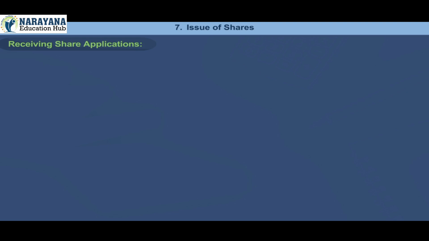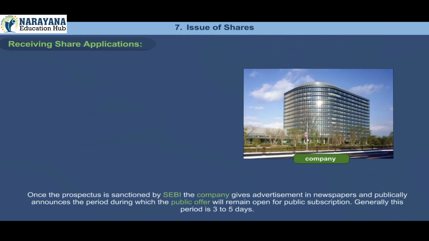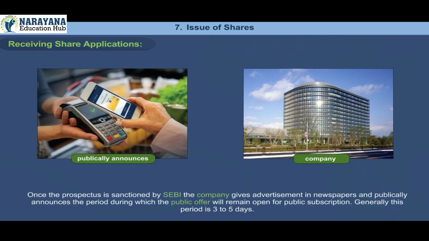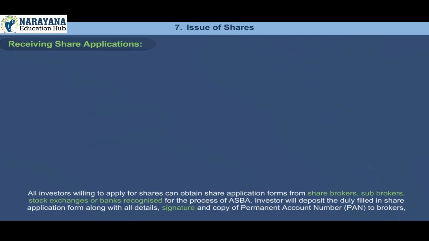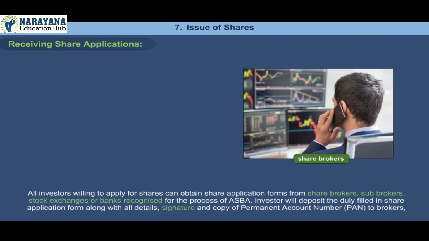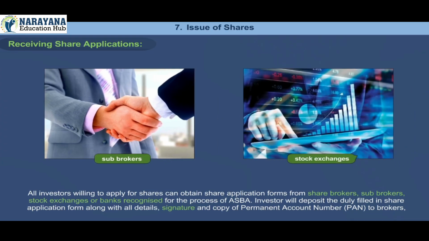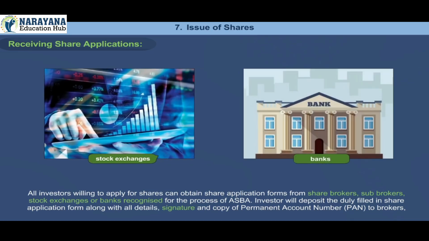Receiving share applications. Once the prospectus is sanctioned by SEBI, the company gives advertisement in newspapers and publicly announces the period during which the public offer will remain open for public subscription. Generally, this period is 3 to 5 days. All investors willing to apply for shares can obtain share application forms from share brokers, sub-brokers, stock exchanges or banks recognized for the process of ASBA.